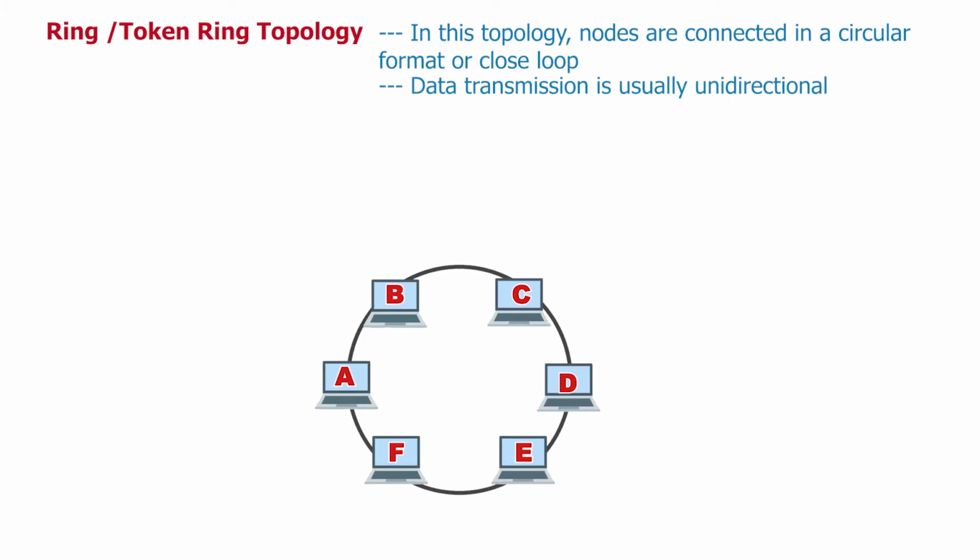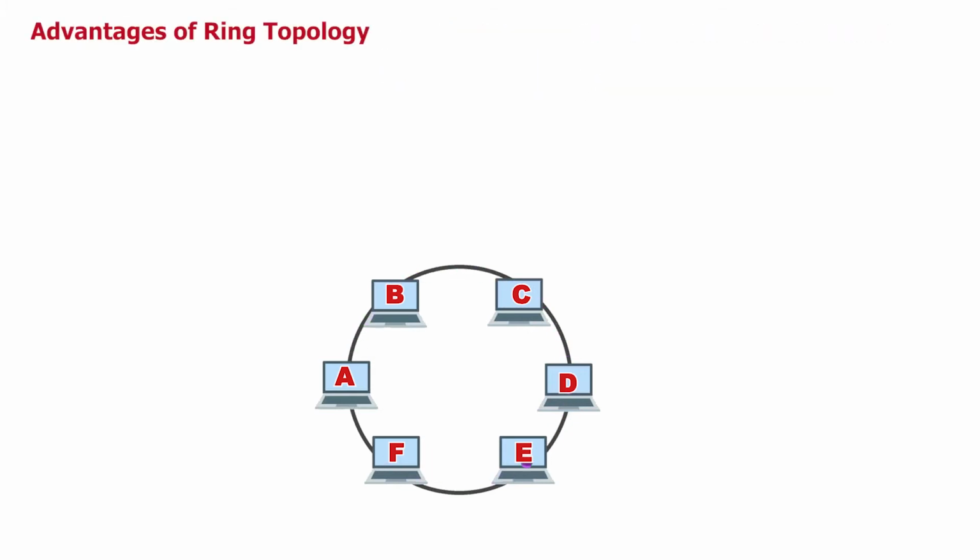In this topology, data transmission is usually unidirectional. This means data travels in one direction. There is no collision in this topology. This is because one node is chosen to configure the network and monitor other devices. So, before one device forwards a packet, a token is generated, allowing that device to forward the packet to the next device. This is why it is called a token ring topology.